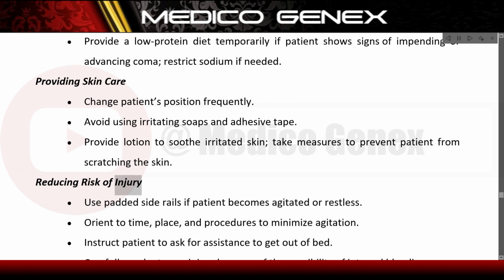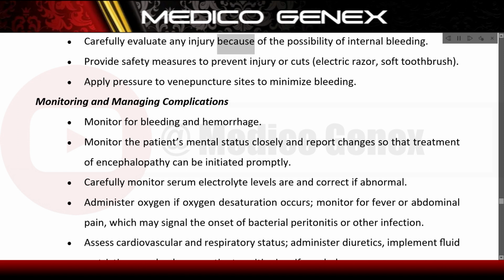Reducing risk of injury. Use padded side rails if patient becomes agitated or restless. Orient to time, place, and procedures to minimize agitation. Instruct patient to ask for assistance to get out of bed. Carefully evaluate any injury because of the possibility of internal bleeding. Provide safety measures to prevent injury or cuts: electric razor, soft toothbrush. Apply pressure to venipuncture sites to minimize bleeding.